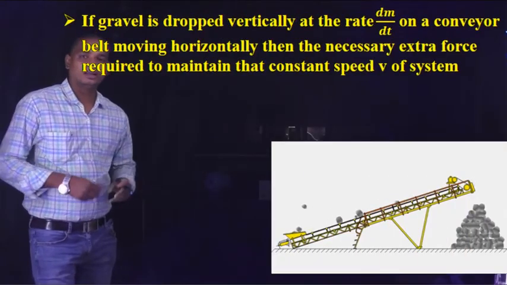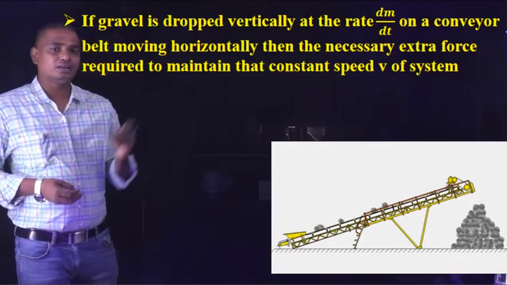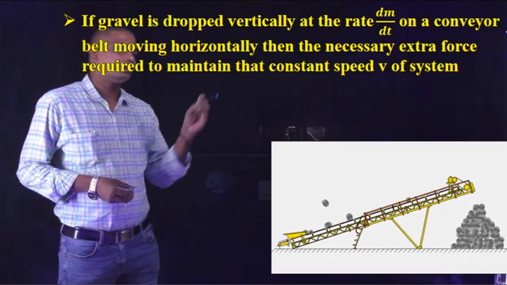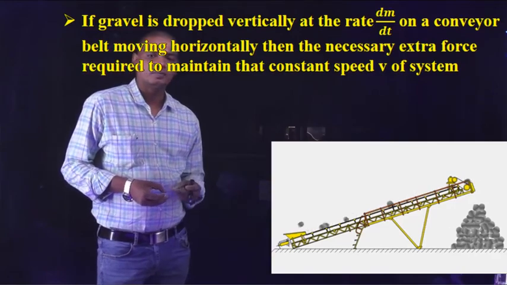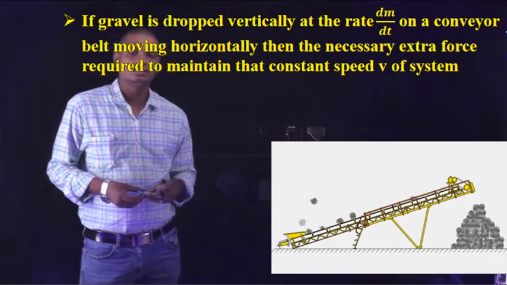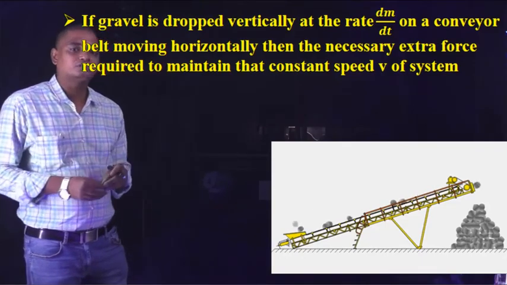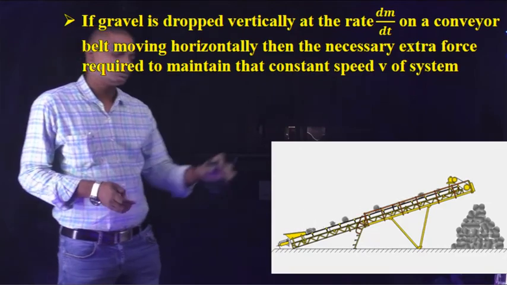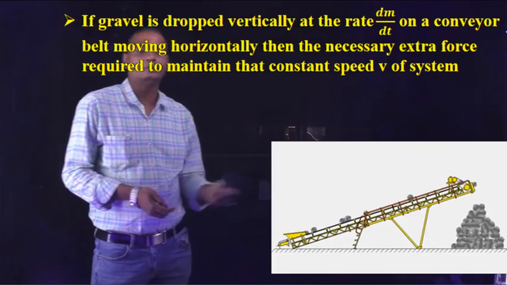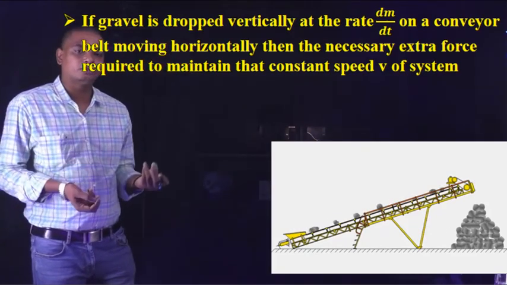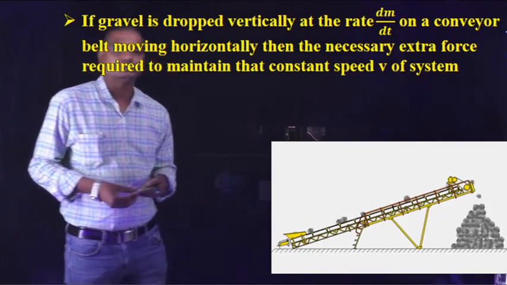Okay students, now let us move on to the next application. Here gravel is dropped vertically at a rate dm by dt on a conveyor belt. You can see that gravel is dropping on the conveyor belt, which is moving horizontally. Then what is the extra force required to maintain this belt at constant speed? You can observe it in this diagram: the external force required to move this conveyor belt with a constant velocity.